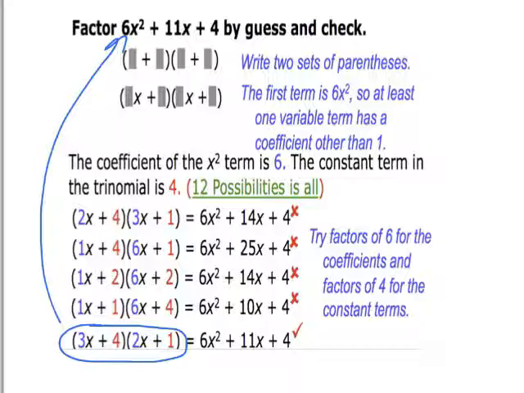And by the way, that's not all the possibilities. There are actually 12 different possibilities here. So instead of using guess and check, I'm going to show you an easier method. So in class, make sure you give me a high five, because I'm sure you'll be happy that we're not going to have to work out 12 different problems just to factor this one quadratic.